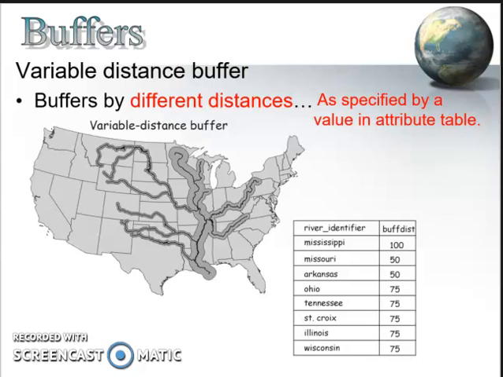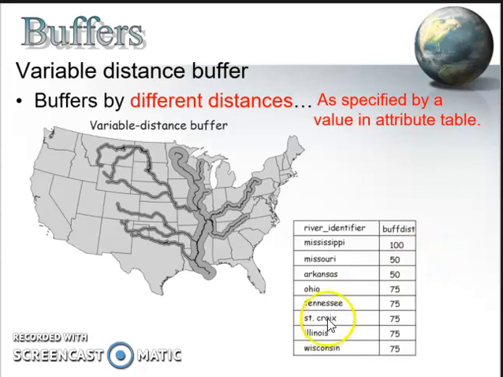These buffers may be used to analyze or restrict land use near rivers. We may wish to increase the buffer distance for larger rivers. The increase in distance may be motivated by an increased likelihood of flooding downstream, or an increased sensitivity to pollution, or a higher chance of bank erosion as river size increases.